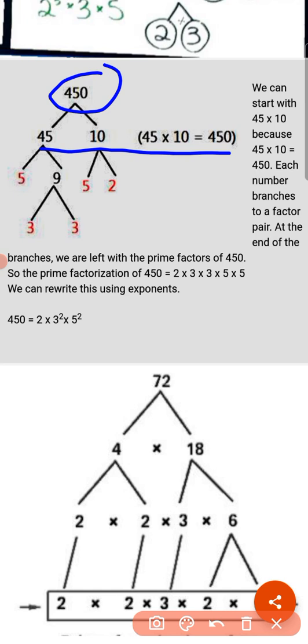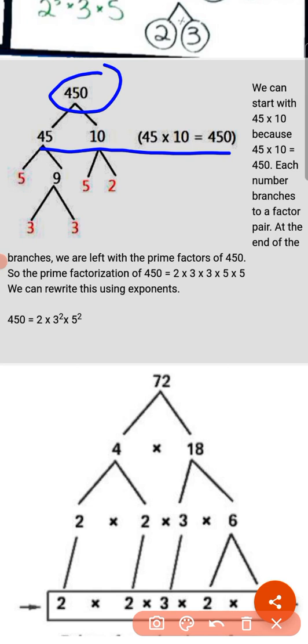Here we split 450 as 45 and 10. Both are composite numbers. So we can use any numbers, any factors. Then we continue to branch out until we only have prime factors left. Here we can start with 45 into 10 because 45 into 10 is equal to 450.